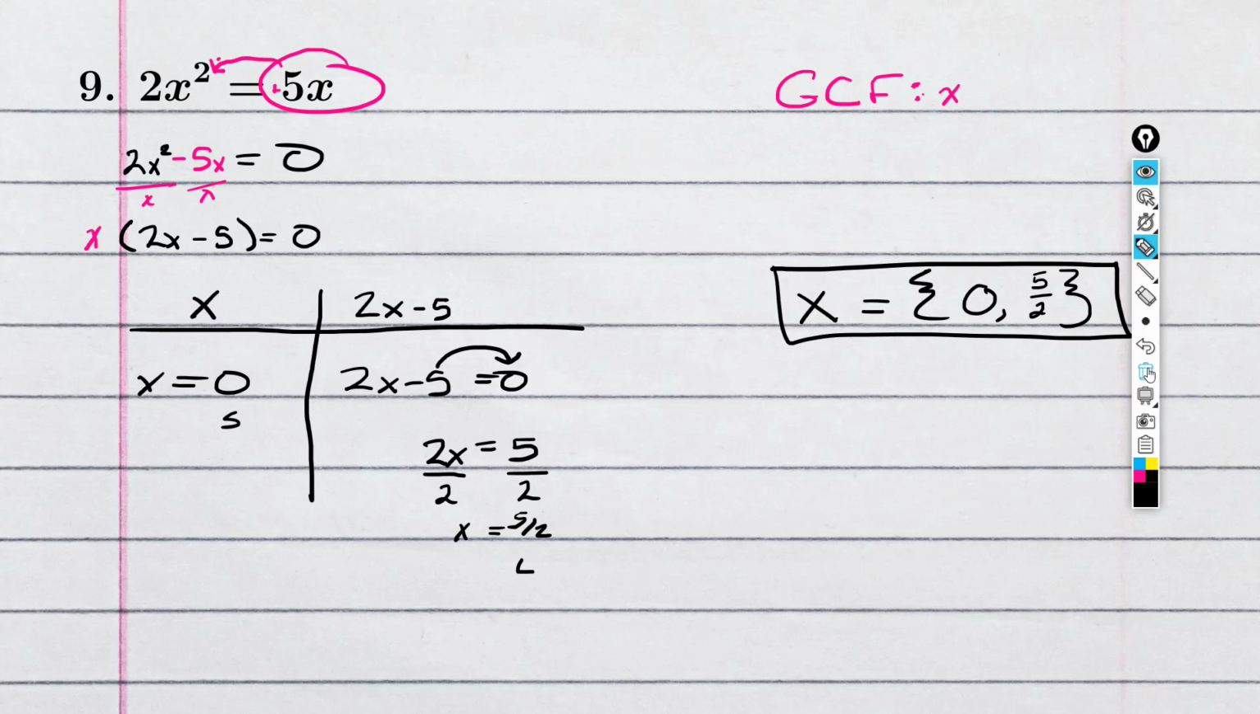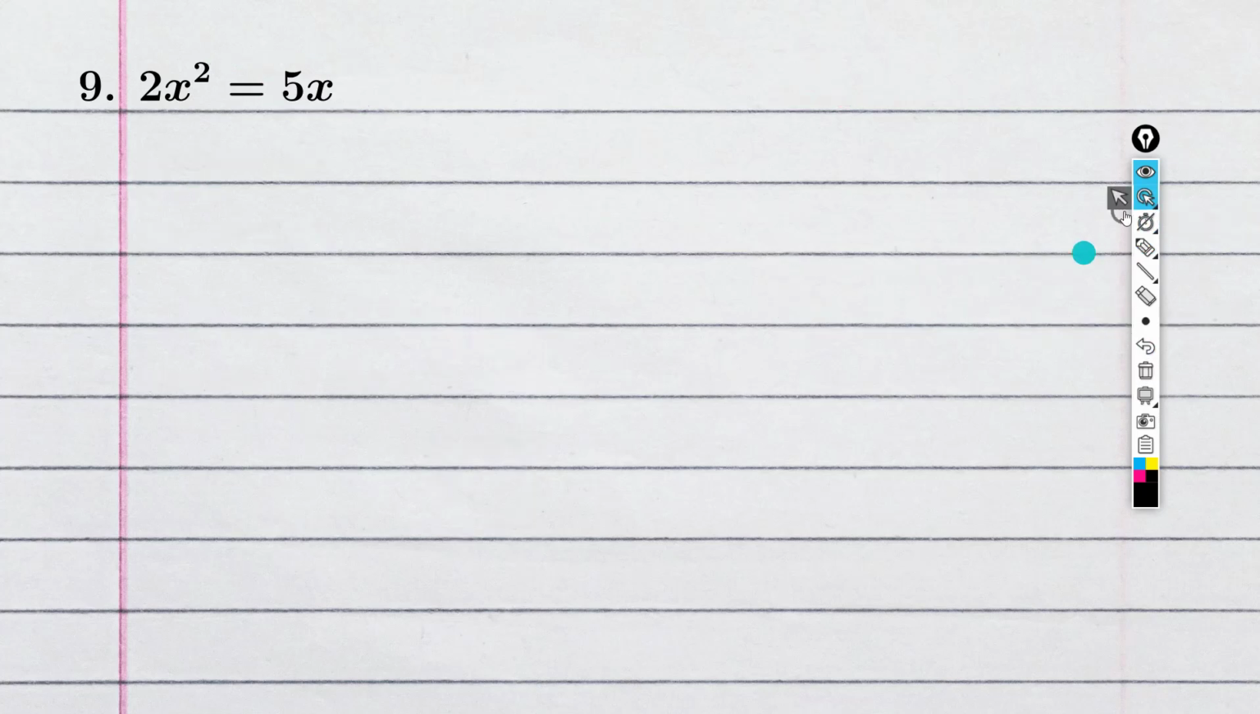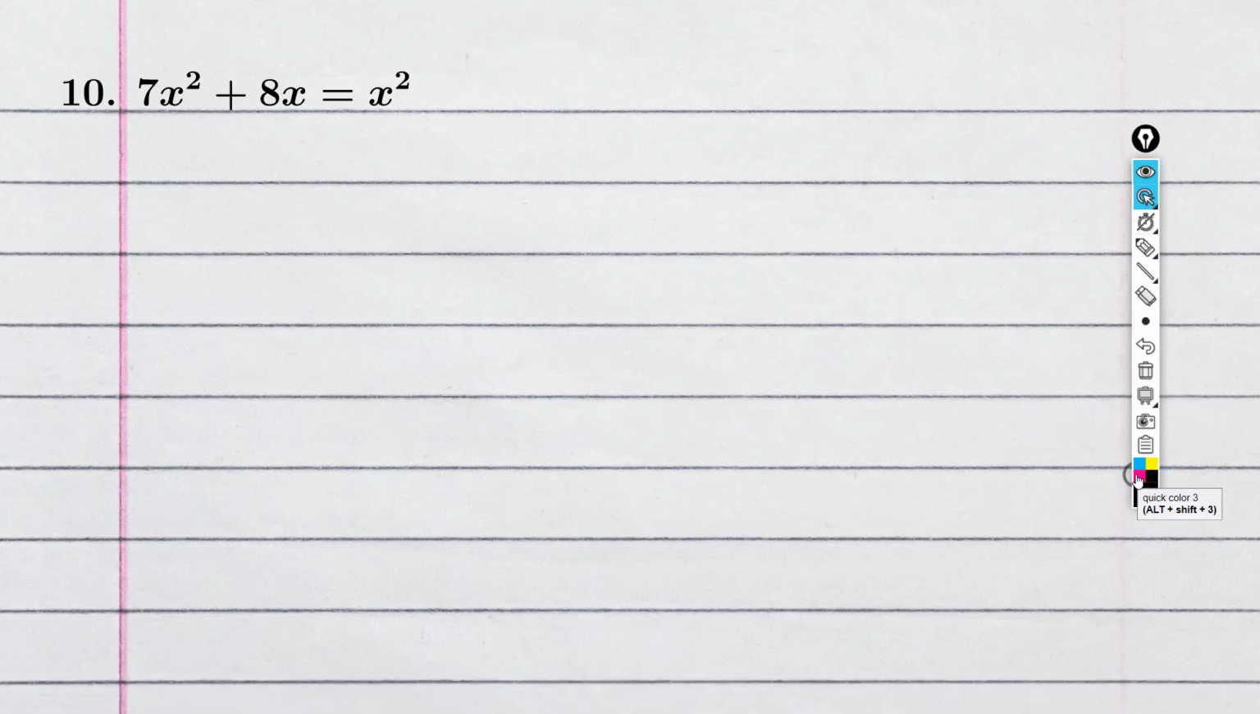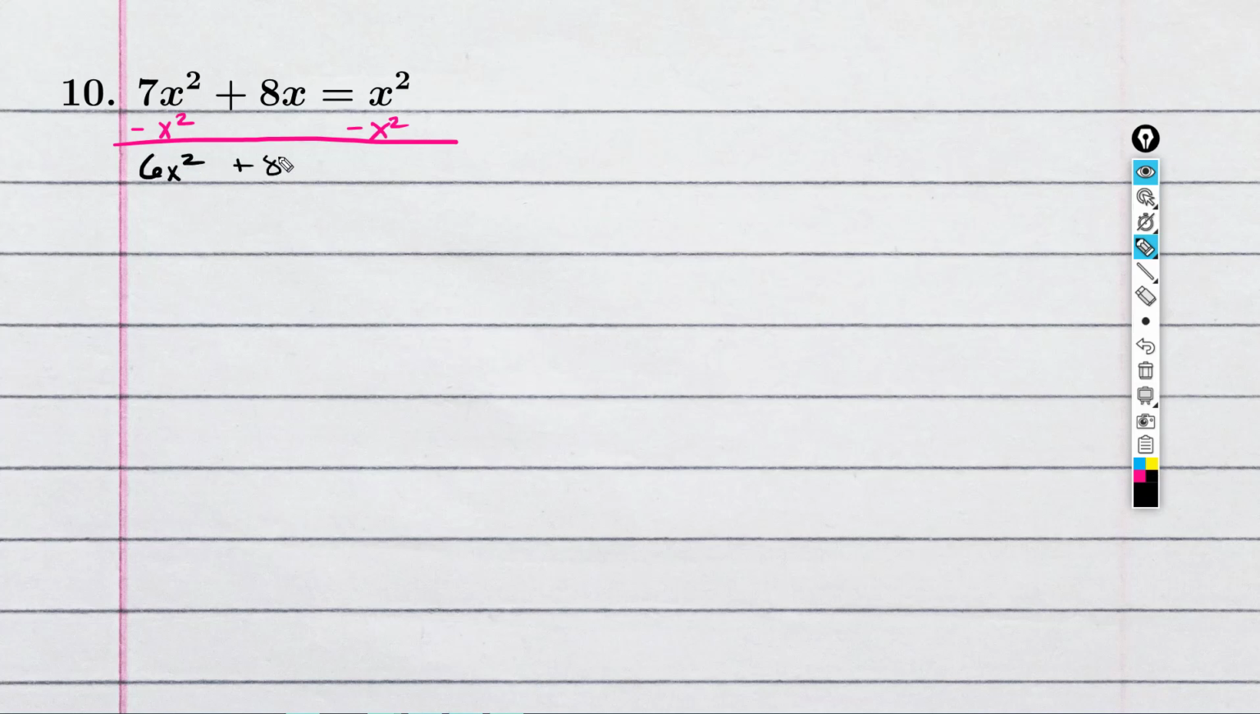So let's go ahead and look at number 10. 10 has the same problem where we don't have everything on the same side. So we need to move the x squared to join the other x. So negative x squared comes over here to the other x squared. And so that leaves us with 6x squared plus 8x is equal to 0.